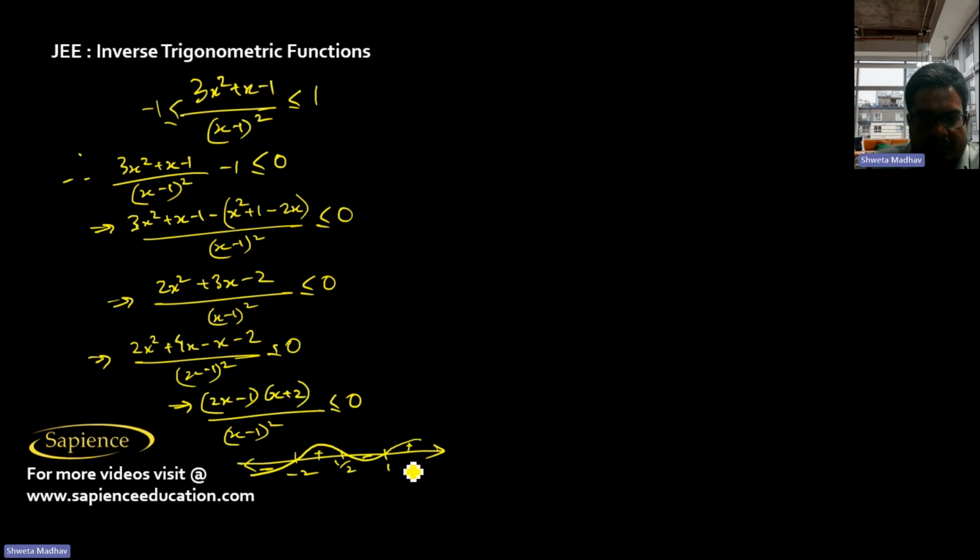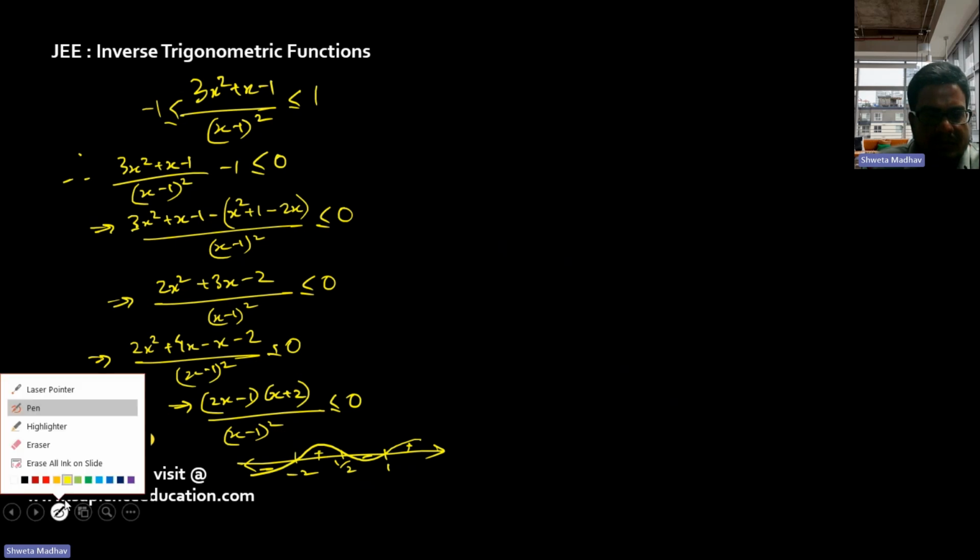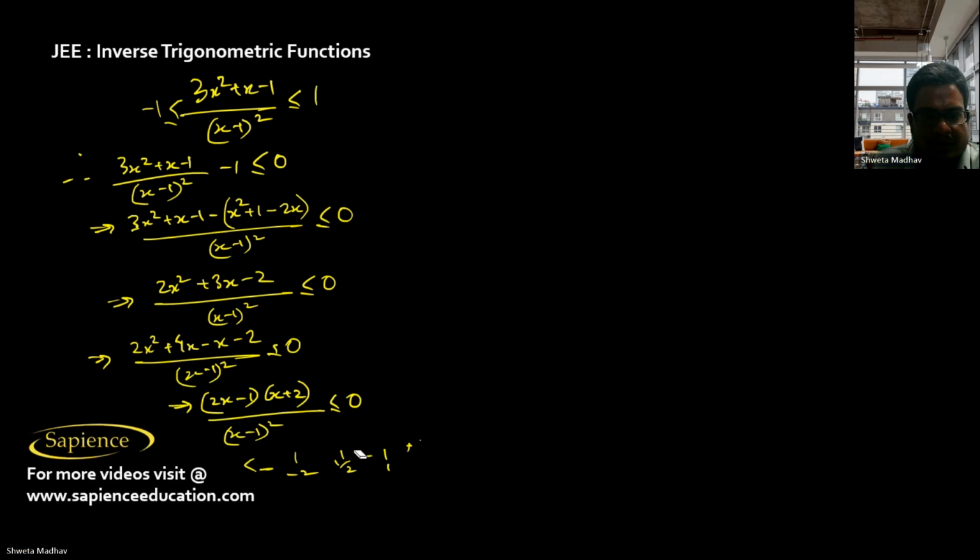Half minus 2, 1. Now here actually, there will be no sign change, since here the power is even. So this is actually wrong. So it is from minus 2, this is plus half, this is 1. So at 1 there will be no sign change.